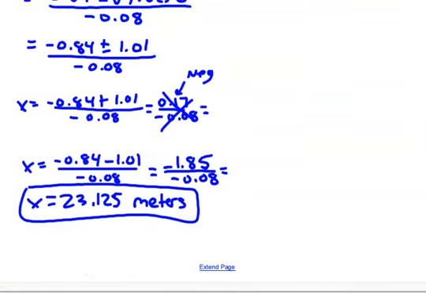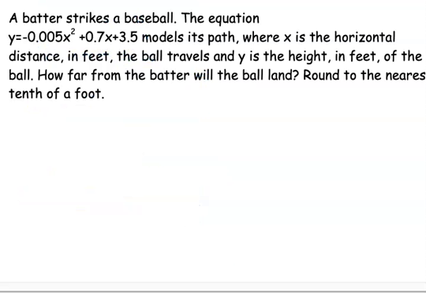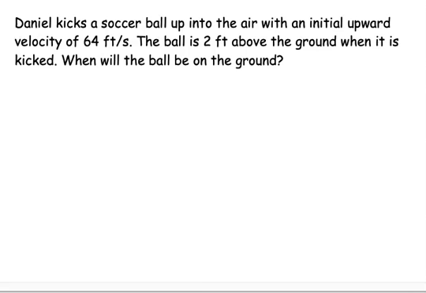I think I'm just going to go through it one more time. So let's look at skipping one. We're going to skip the one with the baseball. We're going to go straight to the one with a soccer ball. All right, so Daniel kicks a soccer ball up into the air with an initial upward velocity. Yeah, perfect. All right, so as you look at this, there's one thing we got to remind you about.